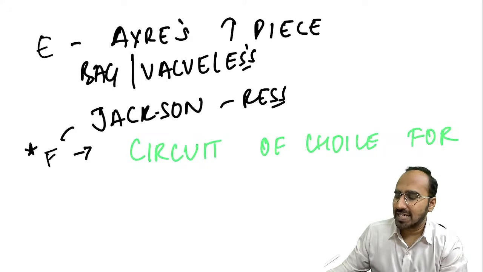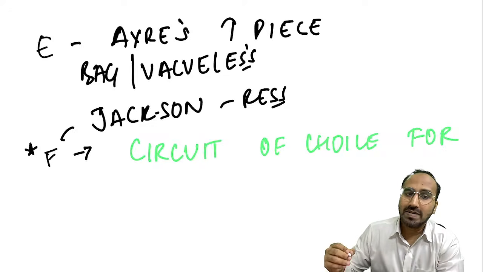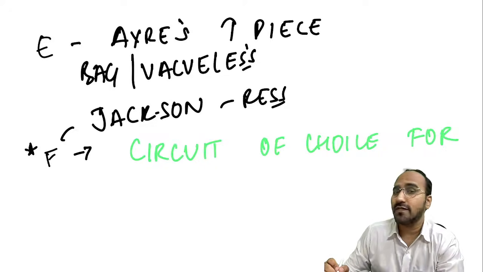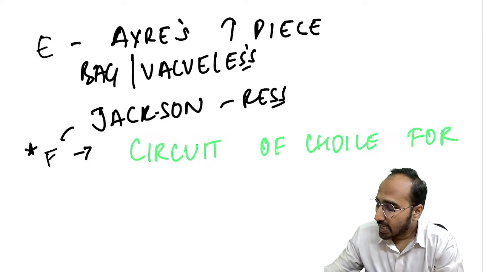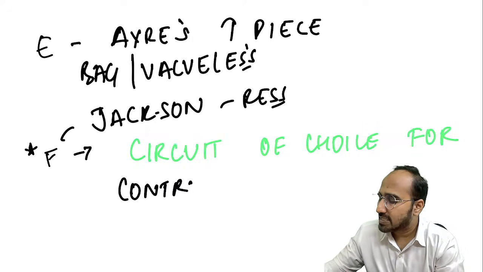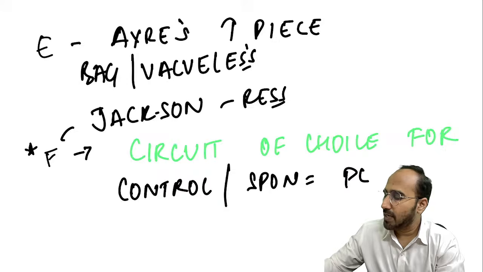Two guys with a Jackson Rees modified this E circuit and added a bag. Hence, the Mapleson F circuit is also called the Jackson Rees modification of the type E circuit. And this is regarded as the circuit of choice for controlled as well as spontaneous ventilation in pediatric cases.